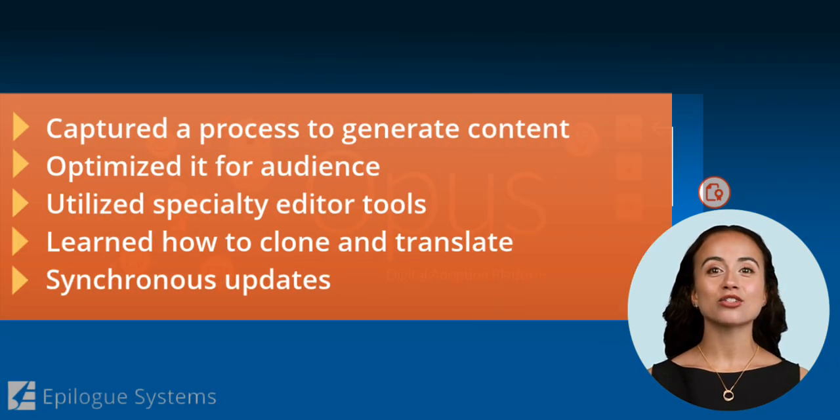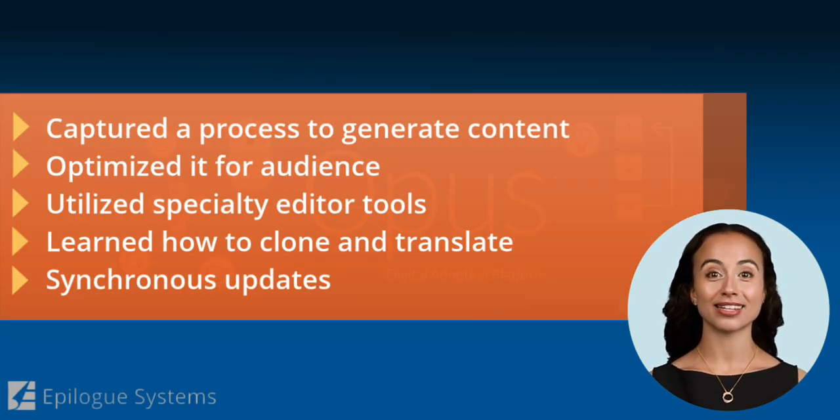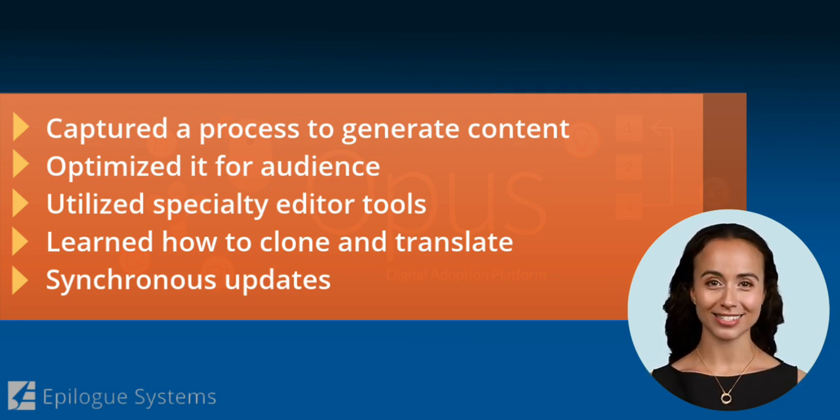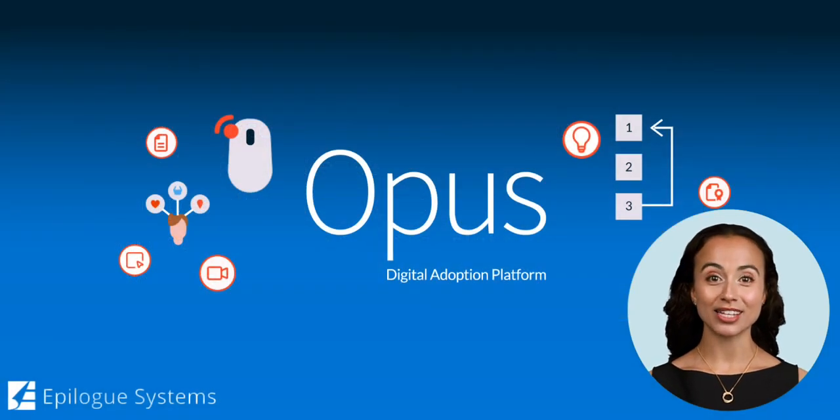In just minutes, you've captured a process, optimized it for your audience, and published professional, privacy-safe content ready to use in any format. Whether it's a quick guide, an interactive simulation, or translated content, Opus makes it simple to create once and deliver everywhere. It's not just easy, it's fast, accurate, and built to scale with your needs.